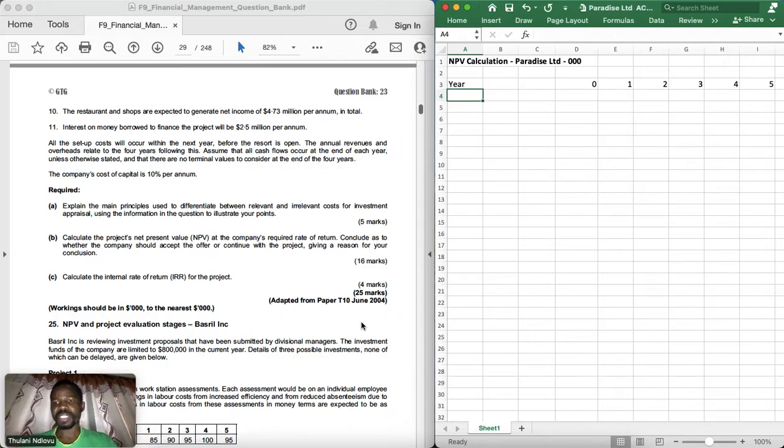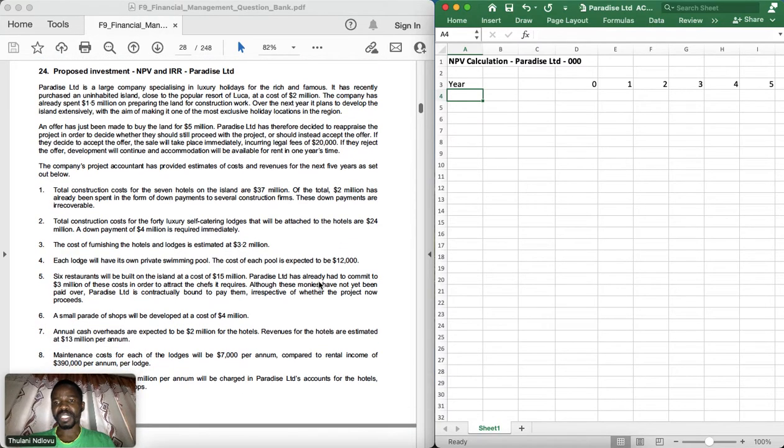Now let's read the required. A. Explain the main principles used to differentiate between relevant and irrelevant costs for investment appraisal, using the information in the question to illustrate your points. 5 marks. B. Calculate the project's net present value at the company's required rate of return. Conclude as to whether the company should accept the offer or continue with the project, giving a reason for your conclusion. 16 marks. C. Calculate the internal rate of return, IRR, for the project. That's 4 marks. Total 25 marks.